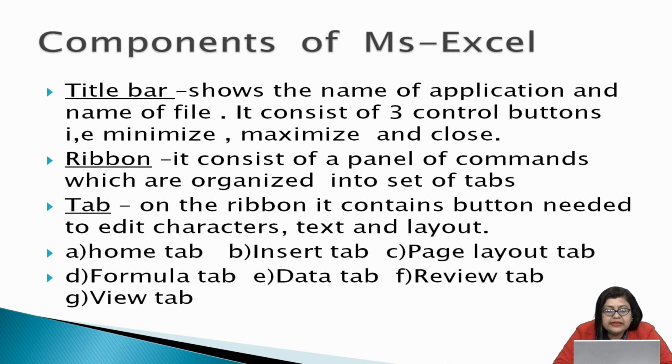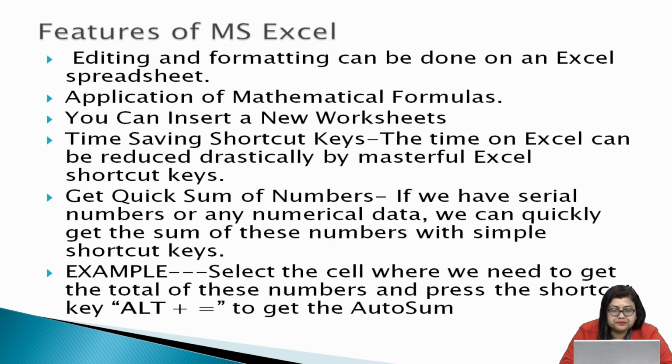Now, how many types of tabs are available in Excel? First one is the home tab. Next is the insert tab. Third one is the page layout tab. Next is the formula tab, then the data tab, then the review tab, and the next one is the view tab. Now, discussing the features of MS Excel, the first feature is editing or formatting, which can be done with the help of an MS Excel spreadsheet. The application of mathematical formulas can be done in MS Excel.